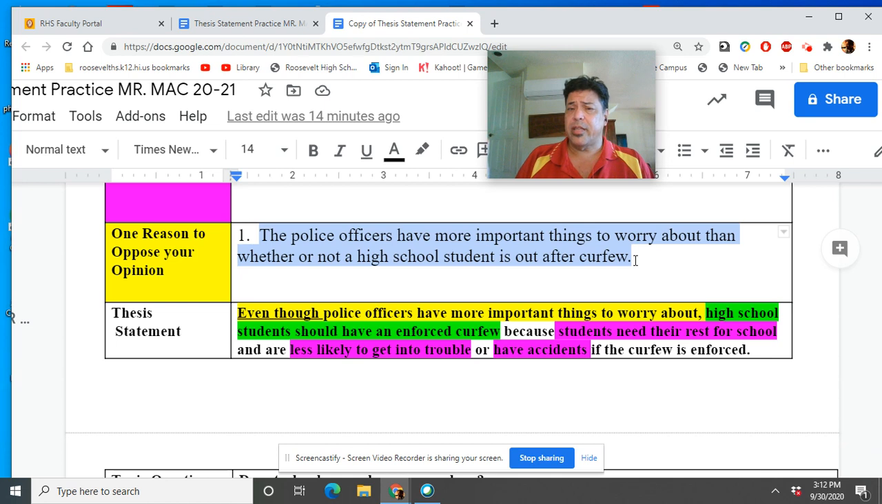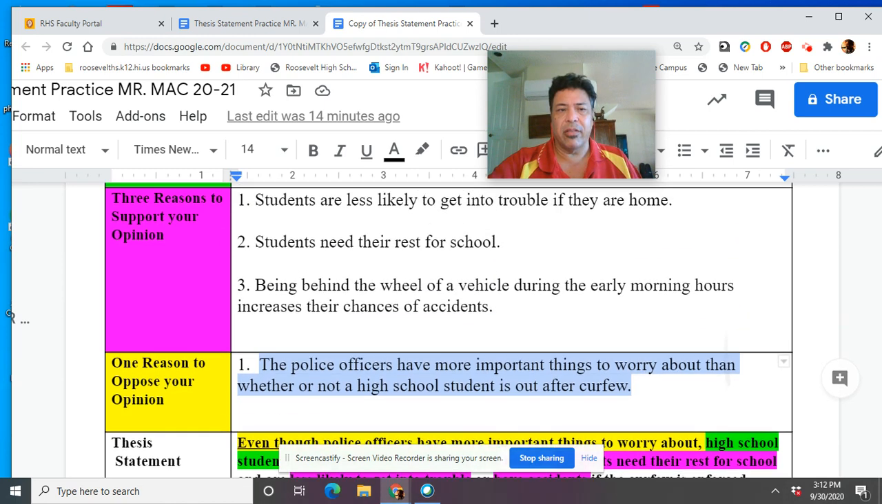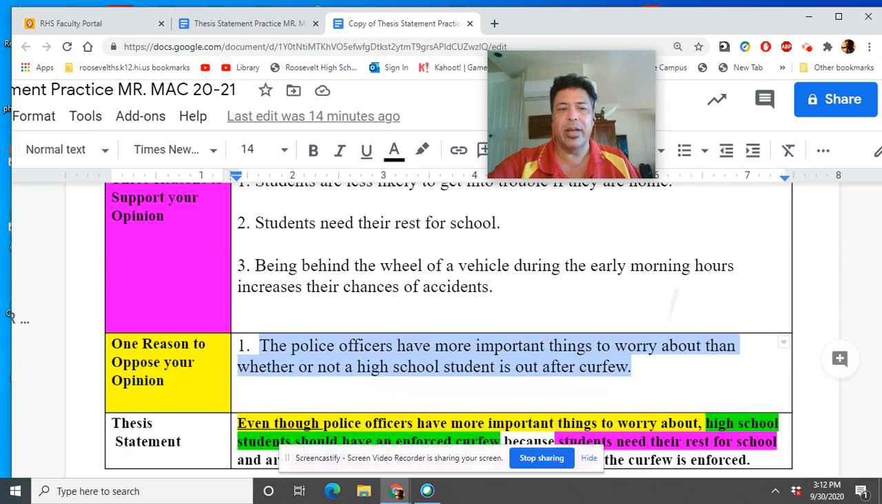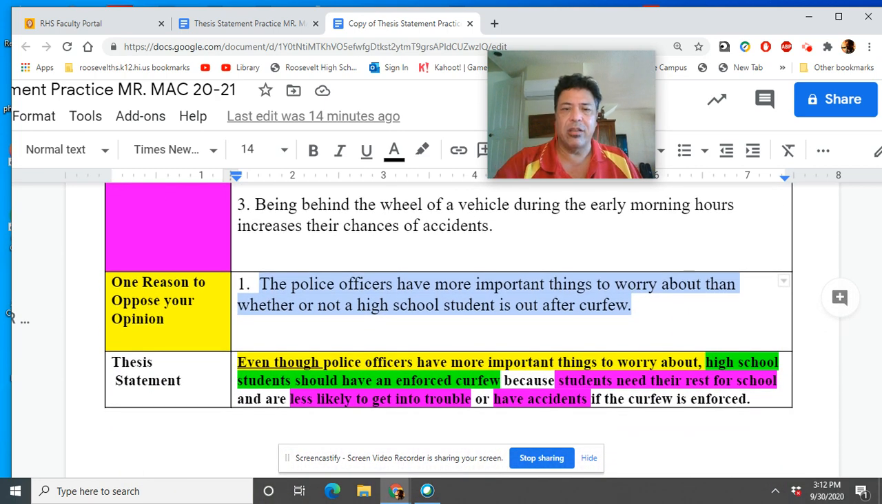And for the sake of this exercise, we're going to use the opposing opinion first and then talk about our opinion and what supports our opinion. I'll show you what I mean. Now, if you notice, I put the claim in green, the supports in purple, and the opposing opinion in yellow. You don't have to do this, but I put it down for the example.